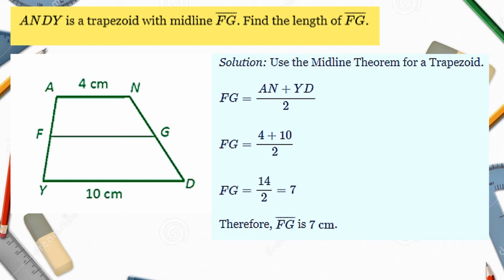So we have 4 plus 10 over 2. And then we have 4 plus 10, 14, divided by 2. So we have 14 divided by 2 is equal to 7, meaning FG is equal to 7 cm.